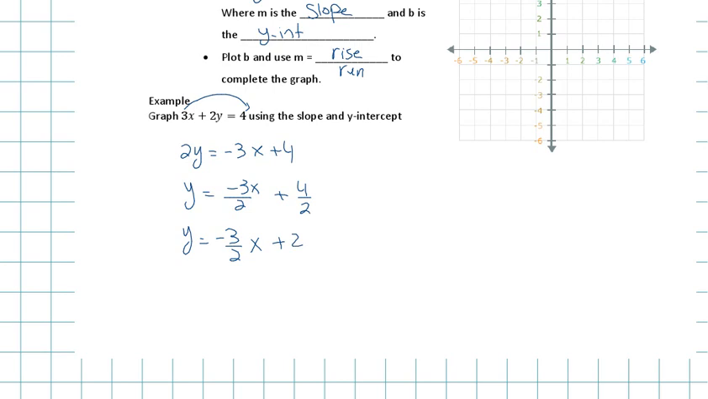Now look at this equation and tell me, what is your slope? Negative 3 over 2. Good. Does that mean your line is going up or going down? Going down, because you're going negative, right? I'm going down. Okay? So that means the steps are going down. Now, what is your y-intercept? 2. Excellent. So, this is your y-intercept, and this is your slope. Are we okay with that so far?